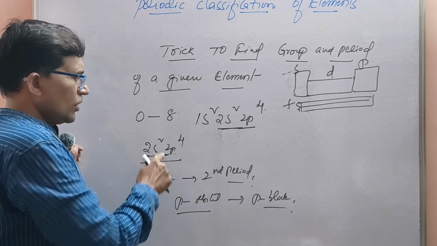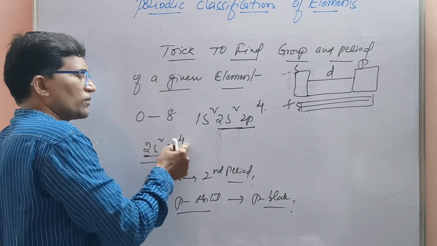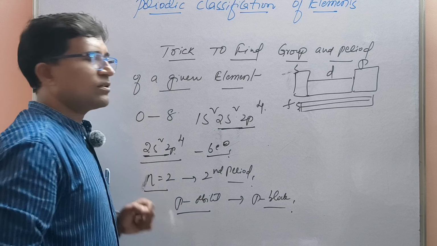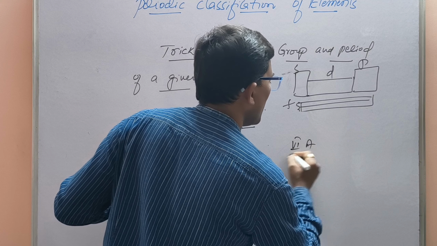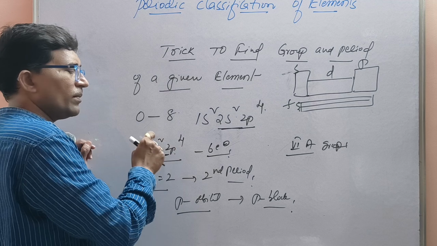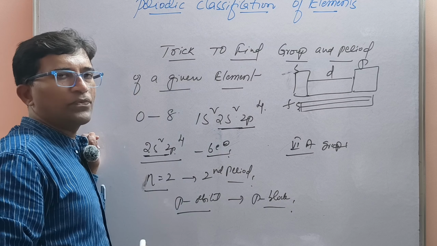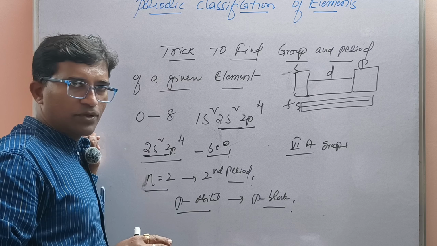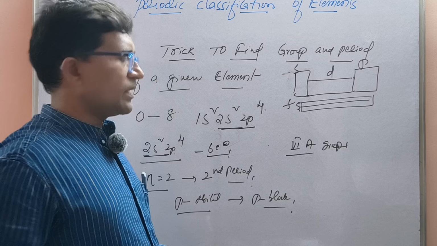And next is the total number of electrons. If I count the total electrons, 2 plus 4, how many electrons? 6 electrons are there. So 6 electrons means this element comes under the 6th A group. 6 electrons means 6th A group, 2 electrons means 2nd A group, 4 electrons means 4th A group. Understood? I will go with one more example to make you understand more clearly.